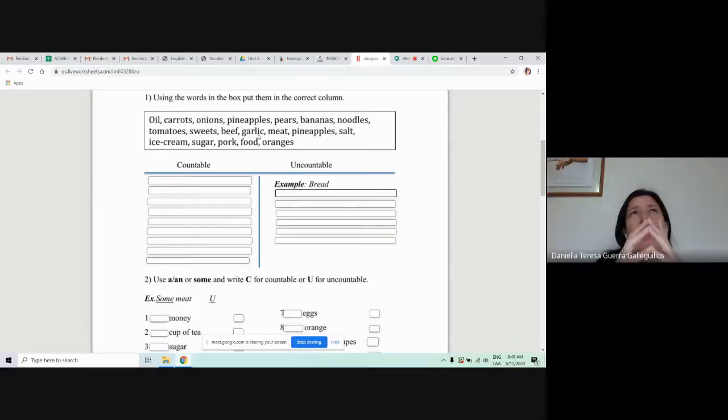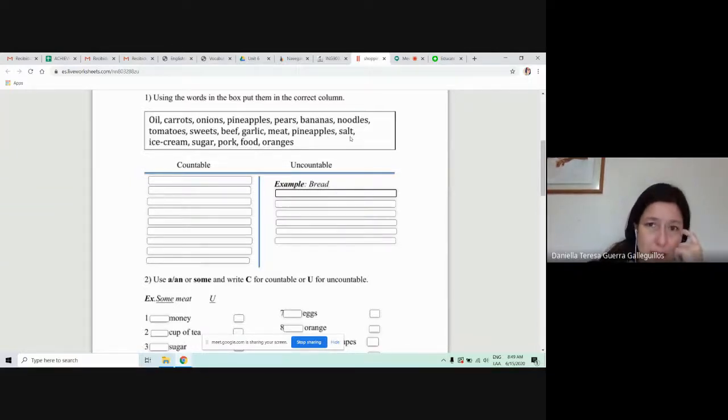Sí, creo que no, es ajo, no sé. Pero te comes una parte, un diente de ajo. No comes el ajo entero. So it can also be uncountable. Okay, you say a clove of garlic. And pineapples are uncountable, as we said.